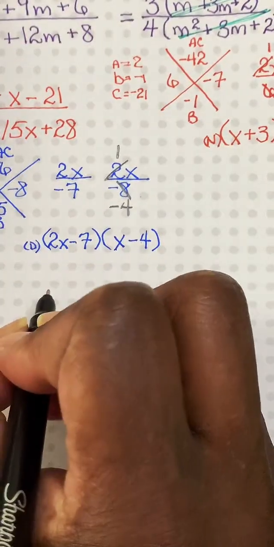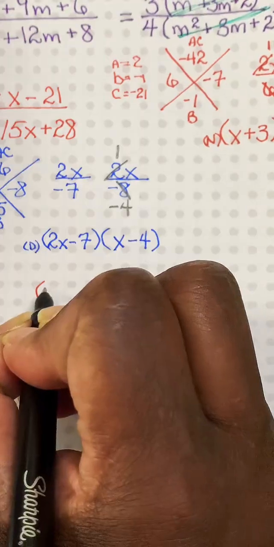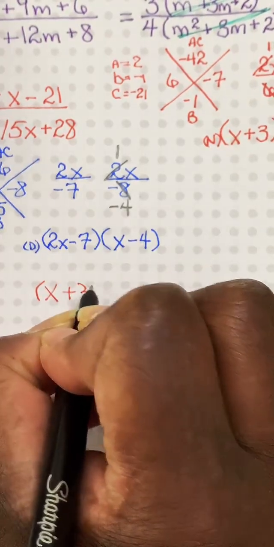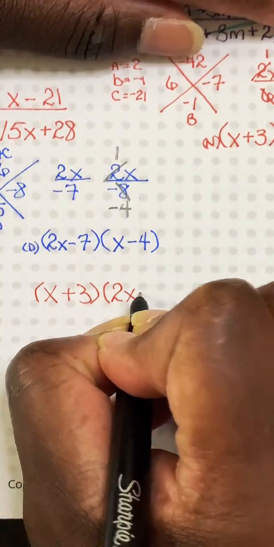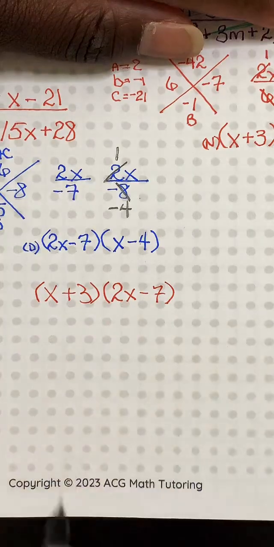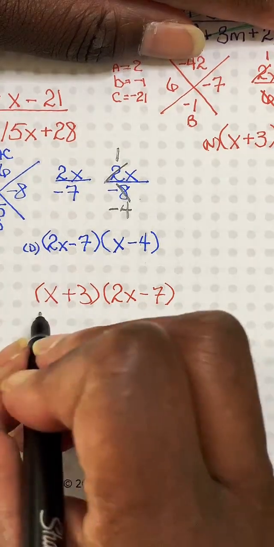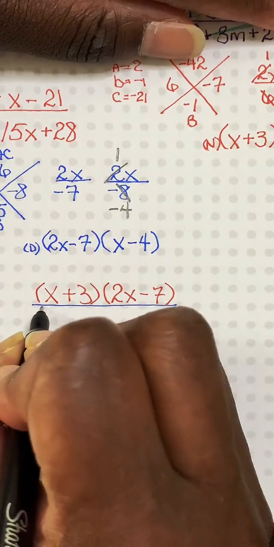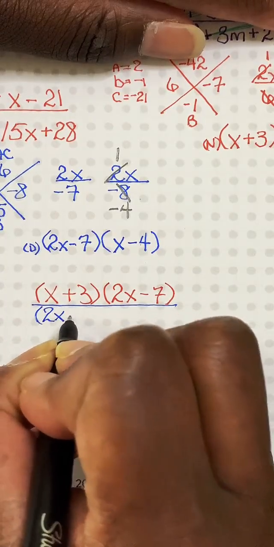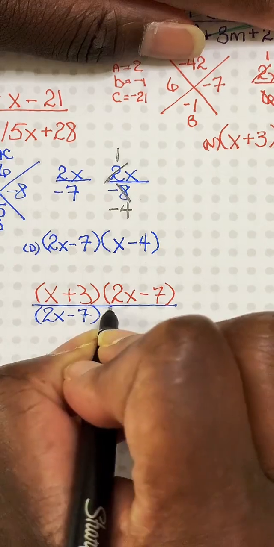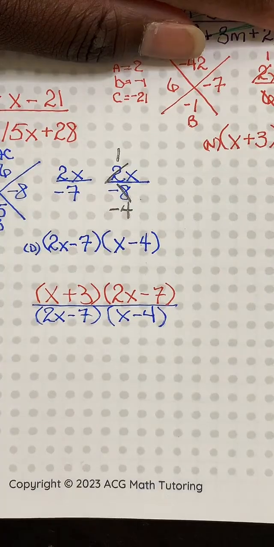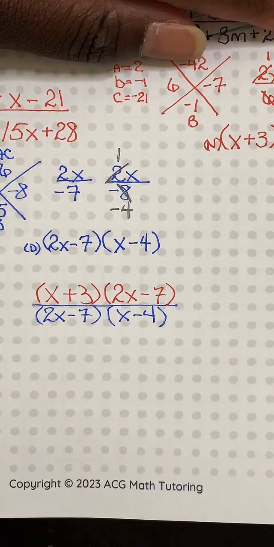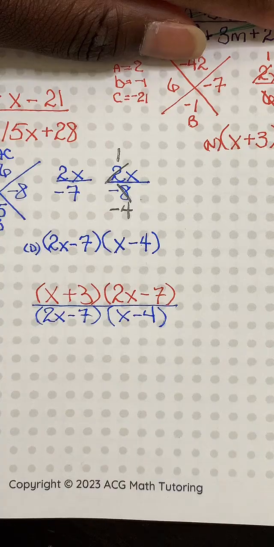But if you understand these concepts, so this one we had x plus 3 over 2x minus 7. My denominator was 2x minus 7 times x minus 4. What do we notice?